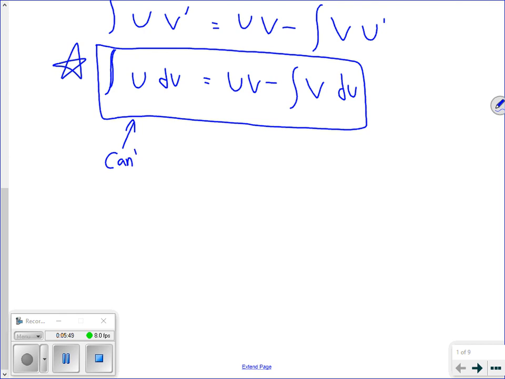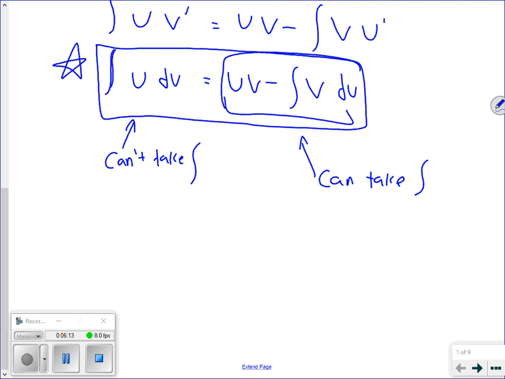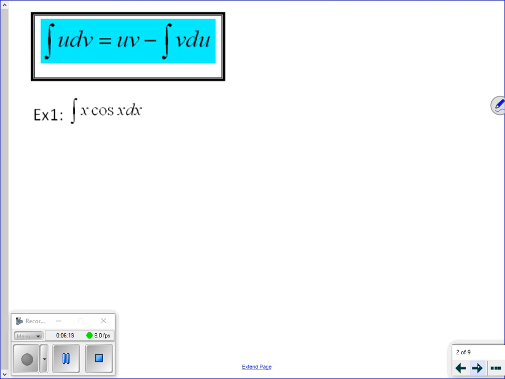Now, this is something that we can't take the integral of. But all of this, we can take the integral. So we're going to be given the left side, and we're going to set it up as the right side and integrate. Okay? So the integration of u dv is, simply put, you're going to memorize this right half as uv minus the integration of v du. That's it. Okay? And here it is, summarized for you. The integration of u dv is equal to uv minus the integration of v du.